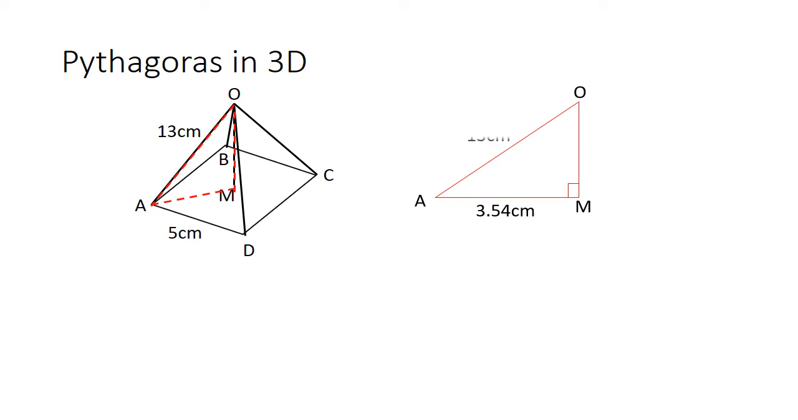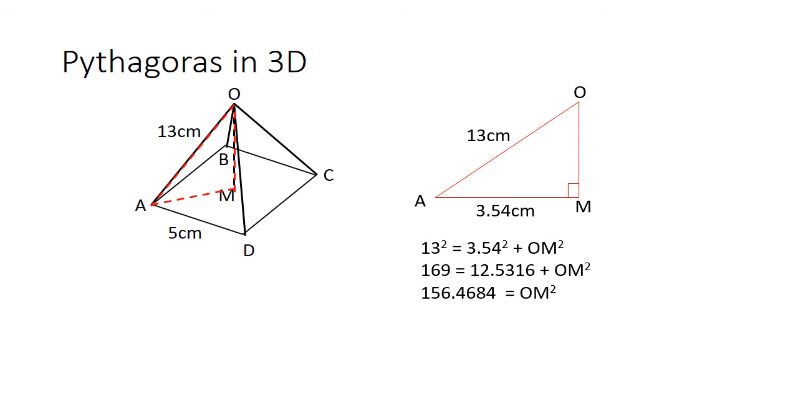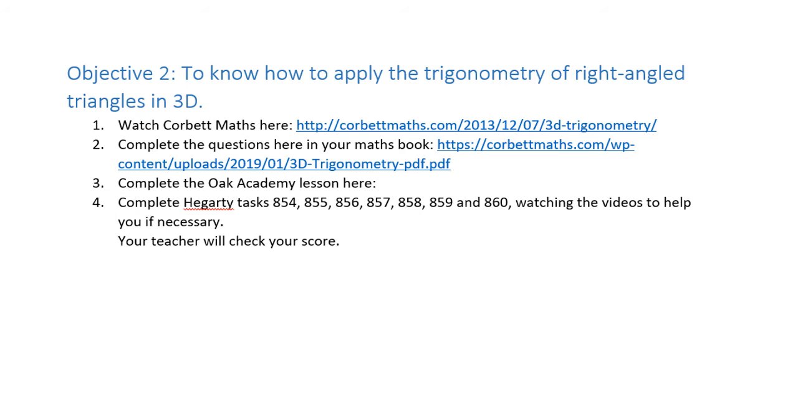So I've now got my AM, and I've got my AO, and now I need to find my OM. So because it's finding one of the shorter sides, we're going to go 13 squared equals 3.54 squared, plus OM squared, which if we rearrange, it's going to be 169, take away 12.53, and then square root, which is going to be 12.51.